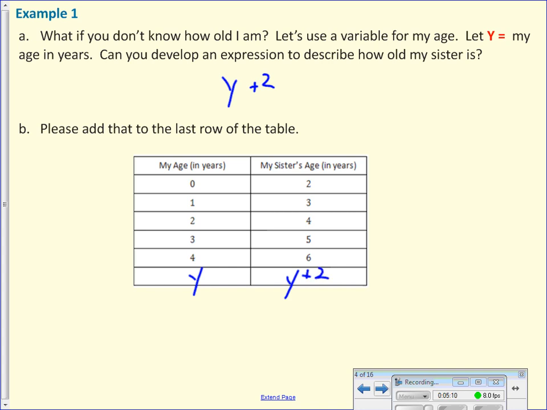So put that in the table on top of page 83. Any questions on where the y came from? Where the y plus 2 came from?